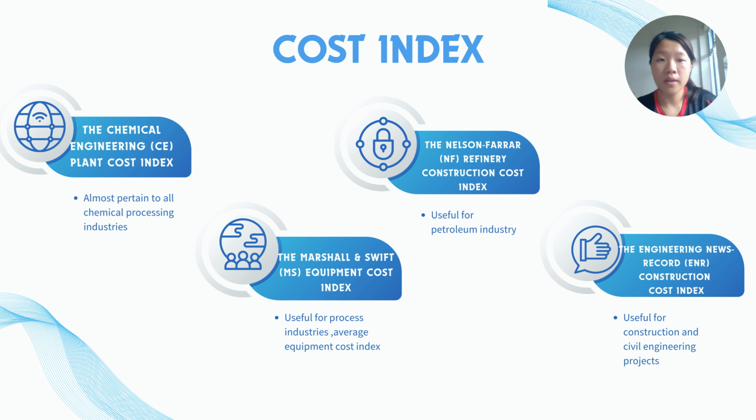First, let's talk about the cost index. Cost index is the ratio of the cost of a product today to the cost of the same product in the past. So basically, there are four common methods used in chemical engineering. The first one is the Chemical Engineering Plant Cost Index, which can be used for almost all chemical processing industries. The Marshall and Swift Equipment Cost Index is useful for process industries, with an average equipment cost index. The Nelson Farrar Refinery Construction Cost Index is for the petroleum industry, and lastly, for construction and civil engineering projects, there is the Engineering News Record Construction Cost Index.